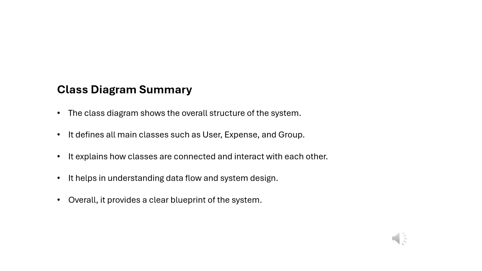Class diagram summary. This slide gives a summary of the class diagram section. The class diagram shows the overall structure of the Split Smart system. It defines the main classes such as user, expense, and group, and it explains how those classes are connected. It also helps us understand data flow and system design. So overall, the class diagram acts like a blueprint for the system because it shows how the major components are structured before the system is actually implemented.